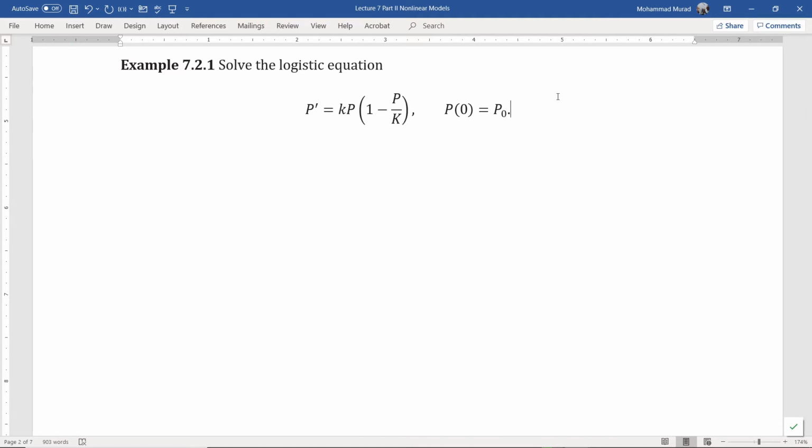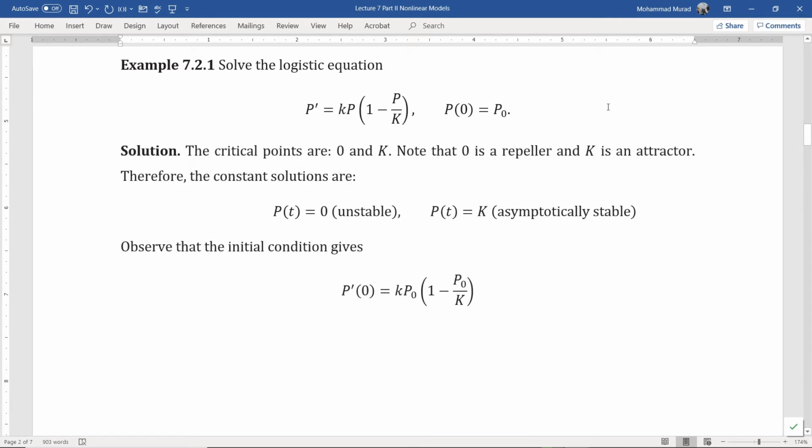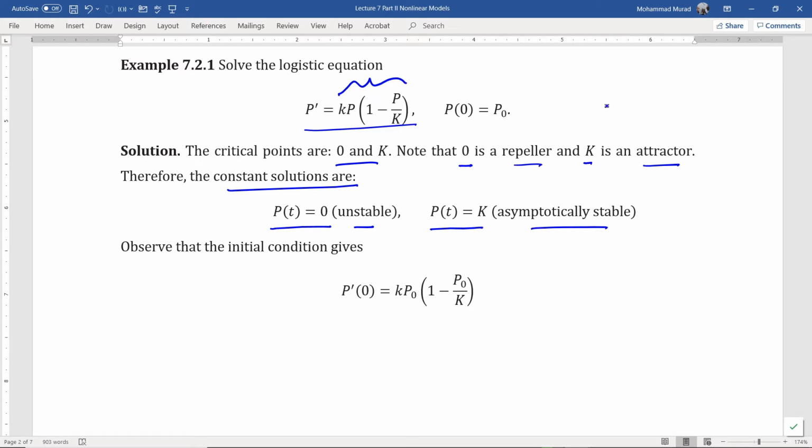Let's solve the equation. We observe that the differential equation has critical points 0 and K, since the right hand side of the equation becomes 0 if and only if P is 0 or P is K. We also note that the point 0 is a repeller and the point K is an attractor. Therefore, the constant solutions are P of t equals 0, and 0 being the repeller, this solution is unstable, and P of t equals K, and K being an attractor, it is an asymptotically stable solution.